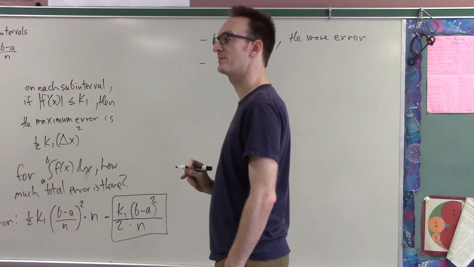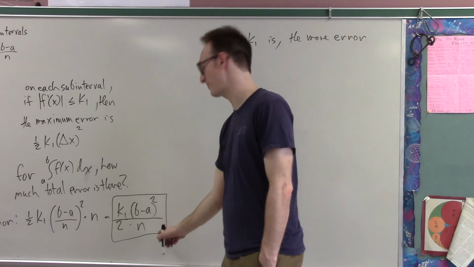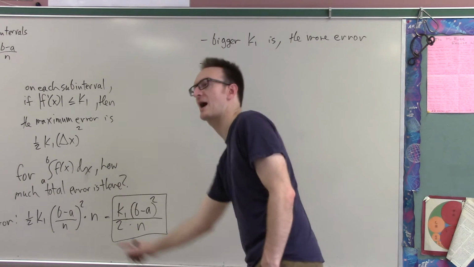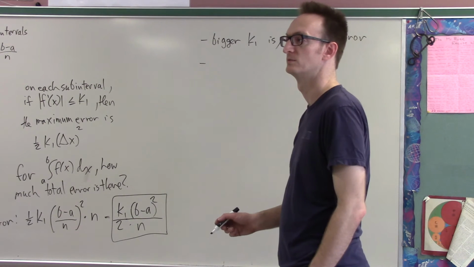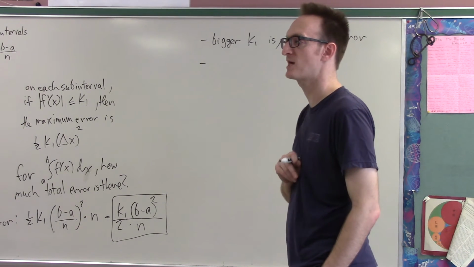Okay, Chico, give me another one. We're trying to understand this formula better by looking at each facet of it and talking about how it affects things. So what does n do? What does that mean, and how does n affect the error formula?